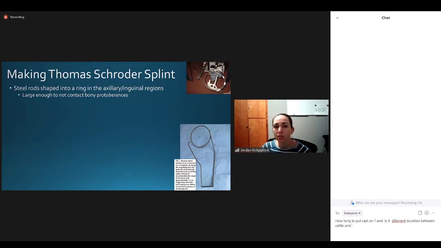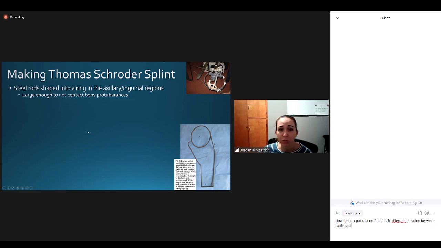So to make the Thomas Schroeder splint, you actually make it out of metal, and depending on how big it is, if it's a small calf and it's small metal rods, you can bend them around buckets. But for full-size cows and bulls, you're going to have pretty thick rods, and you're going to need a welder or something to help you construct them. If you're going to be seeing cattle on the farm, you might just have some pre-made that you take with you just in case it's needed.